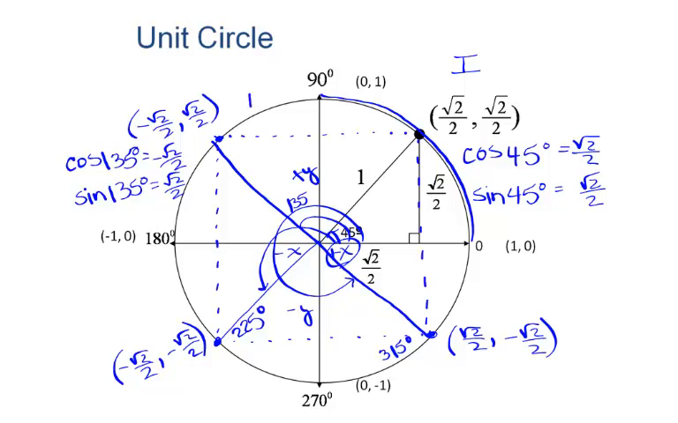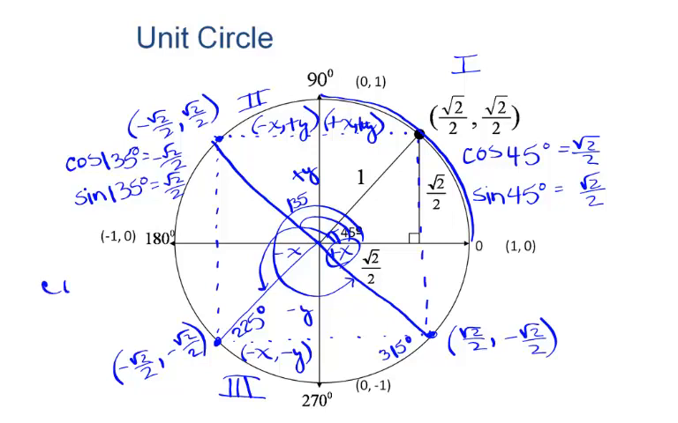We are in quadrant 2. Here's positive x's and positive y's in quadrant 1. In quadrant 2, we have all negative x's but all positive y's. Down here is quadrant 3, where all x values are negative and all y values are negative.